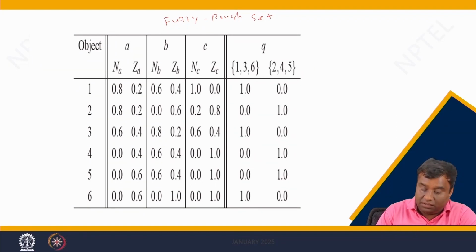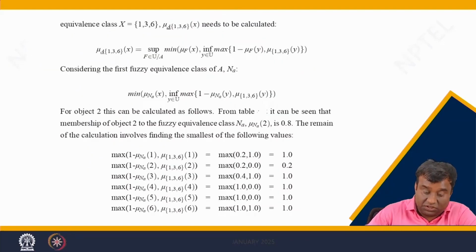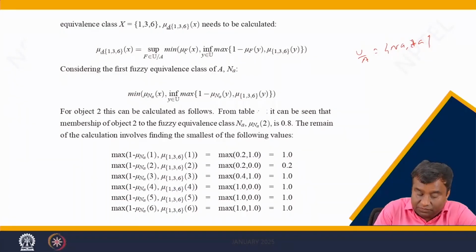Now we need to calculate the maximum and minimum values. So just check it. Here the equivalence class 136 represents no, and 245 represents yes. We need to calculate all these values. So this is the formula: mu of x equal to supremum of a belongs to U by A. U by A basically means NA and ZA. So you have to calculate this for NA and ZA, then the minimum of mu F x, the infimum of the maximum of 1 minus mu F i, then mu, all these things. So first to find this value, the maximum of 1 minus that.